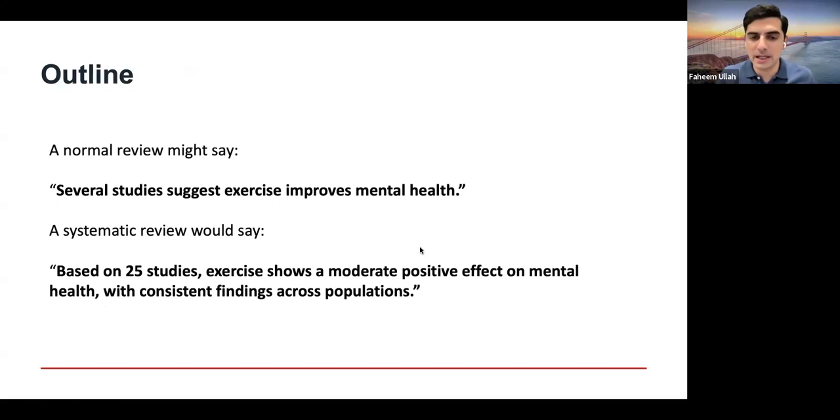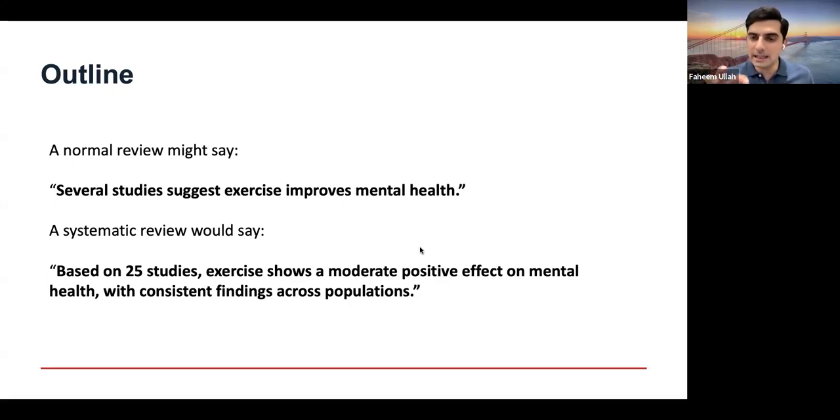Now, if we look at a more concrete example of why we should do a systematic literature review. In the first example, a normal review would say, for example, several studies suggest exercise improves mental health. But if we do a systematic literature review on the same topic, our finding would be something like this. We would say, based on 25 studies, exercise shows a moderate positive effect on mental health with consistent findings across publications. So you see there's concreteness. In the first one, you say several studies. It's a more subjective term. Several studies could mean 5 studies for one person, maybe 100 studies for another. But in the second one, it's more specific.